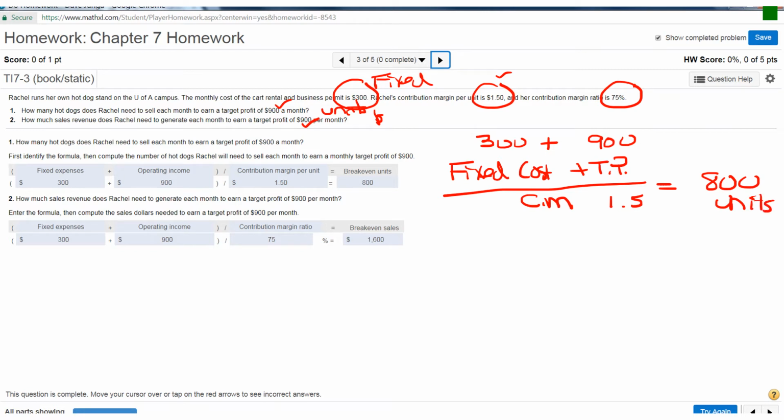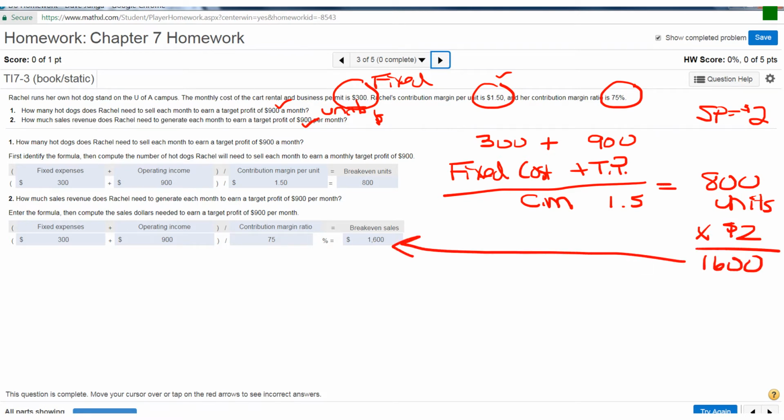Now, if you want to convert these units into the dollar amount, since we know that the sales price, just to remind you, was $2 per unit, you could just go ahead and multiply that by 2, and that would give you the 1,600, which is the correct answer. Or, again, you could take the fixed cost plus the targeted profit and then divide by your CM ratio. It's going to give you the same thing.